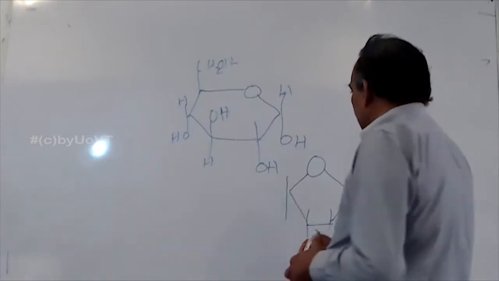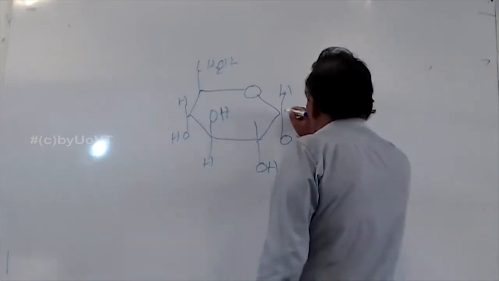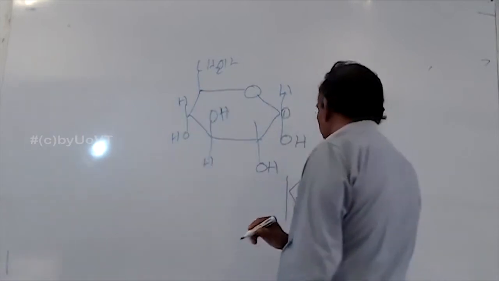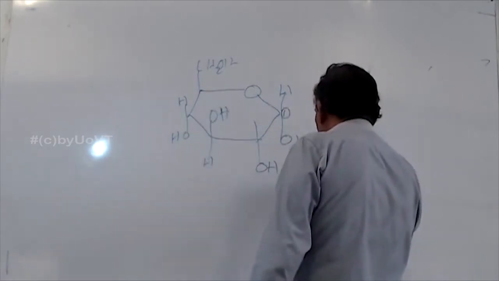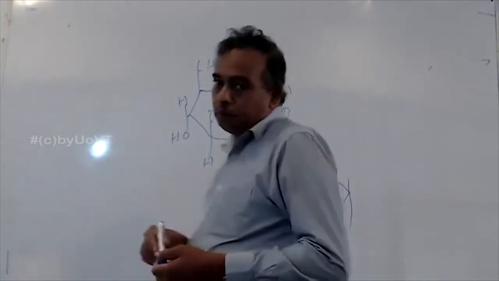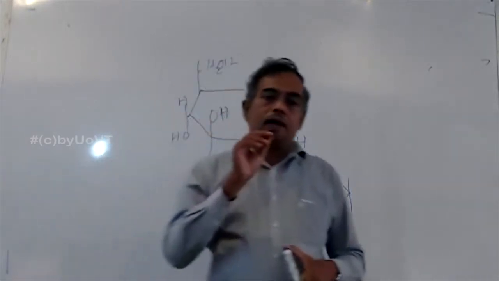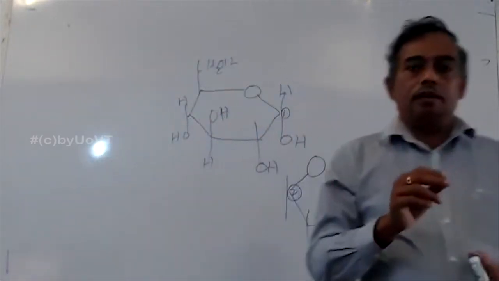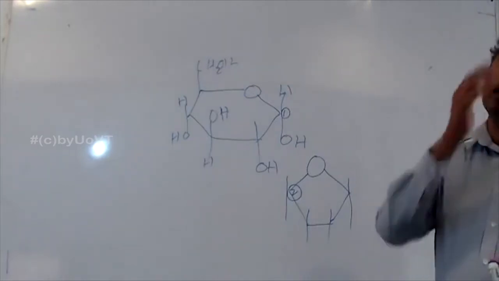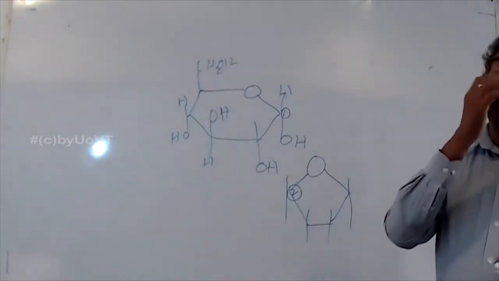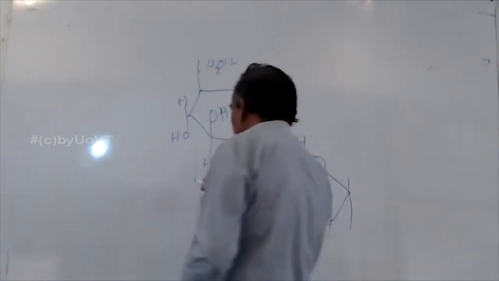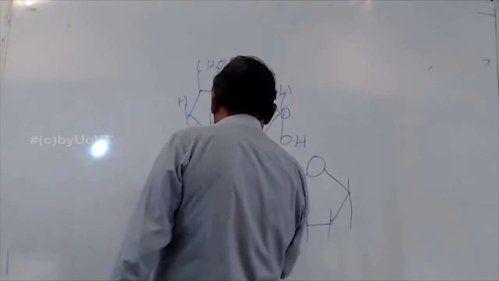Therefore, in this case, in the formation of sucrose, the first carbonyl carbon of the glucose joins with the hydroxyl group attached to the second carbonyl carbon of the fructose. So that means the glycosidic linkage is 1, 2.